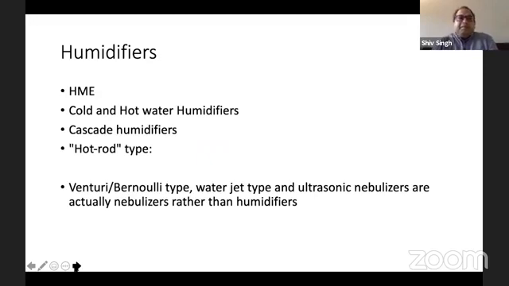So if you look at humidifiers, the humidifiers can be very simple, like the heat and moisture exchanger or HME filters. You can have cold and hot water humidifiers. There are cascade humidifiers. There are hot rod type humidifiers where the gases are humidified within the breathing system. Then we also actually have Venturi or Bernoulli types or water jet types, ultrasonic nebulizers. But these are actually nebulizers, so you are directly instilling water into the airways rather than actually humidifying. In humidification, usually we tend to warm them up as well.